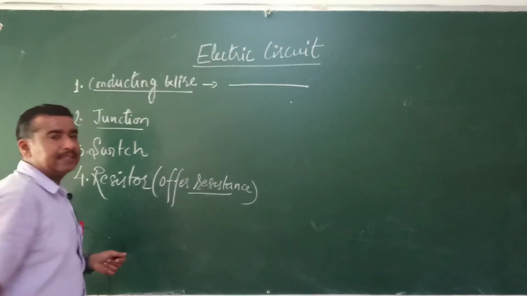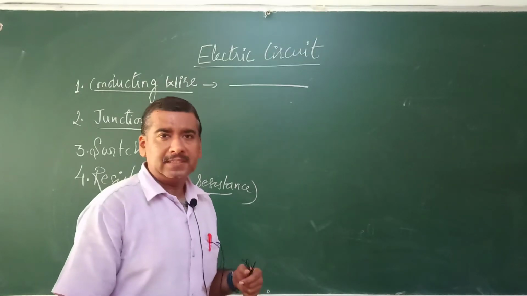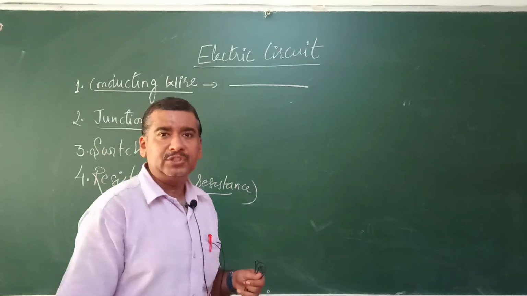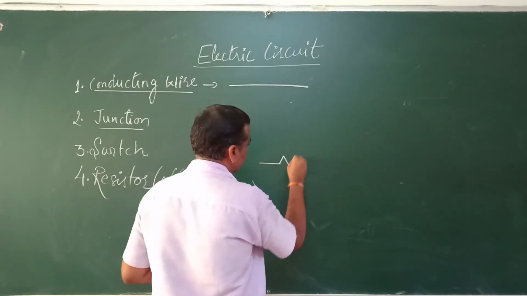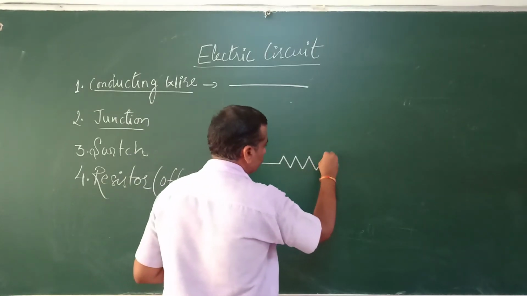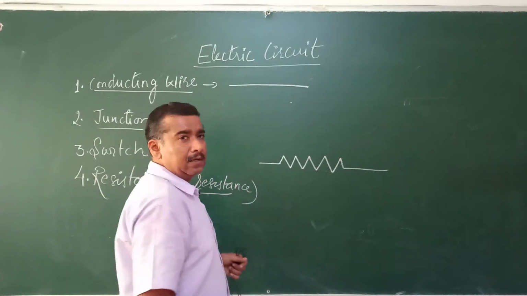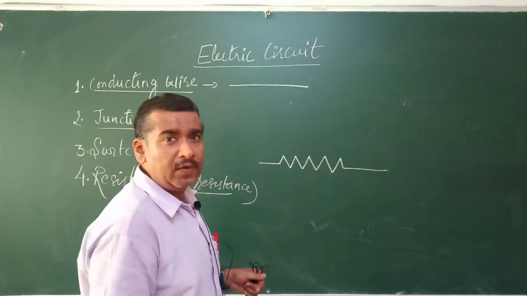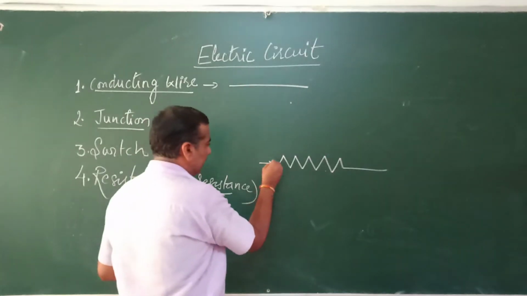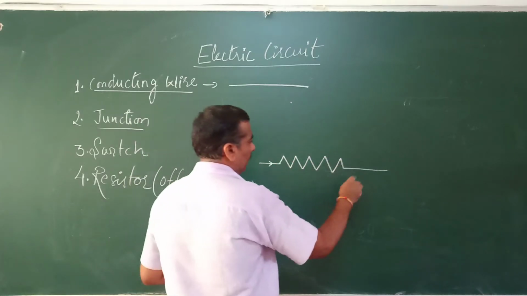It offers resistance or hindrance to the flow of electric charges, and we will discuss in detail what is the function of a resistor. But what is the symbol? It is like this. It is like a series of speed breakers. So what happens when the current comes here? There is slow down of the speed of current.